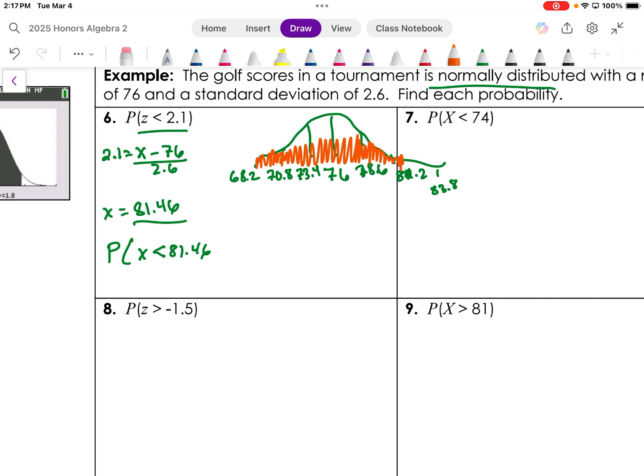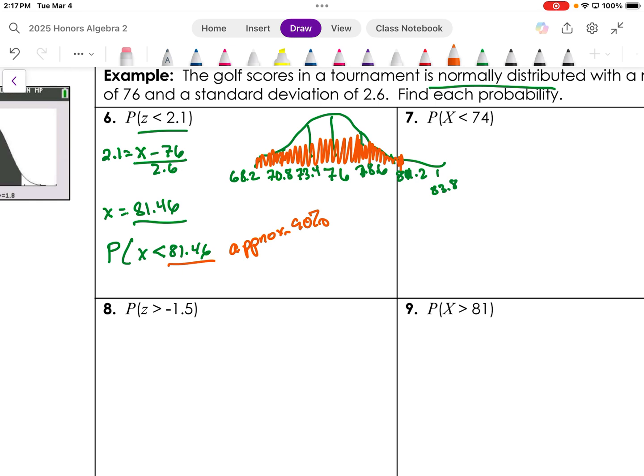Now the challenge is 81.46 is not one of those line markers. I know we're approximately 90%, but that's not good enough. All right, I want to find out exactly. So this is where the calculator can help us out with the process, okay?